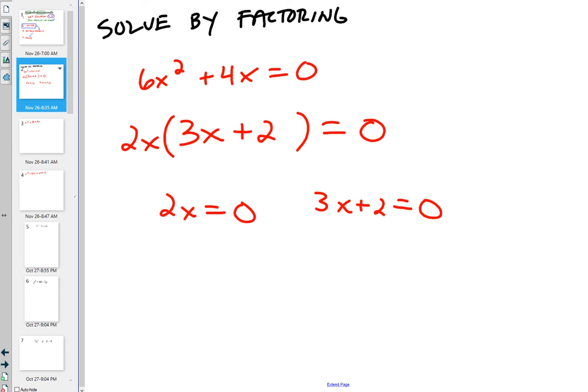What do you mean, like to get rid of the parentheses? Well, okay, so what he's saying is, Mr. Romero, why don't I just get rid of the parentheses by distributing? But if I did that, what would happen? Yeah, I go back to where I started. I don't want that. The whole purpose of factoring is to go backwards from simplifying. It's the opposite of simplifying. So now let's just solve each one.